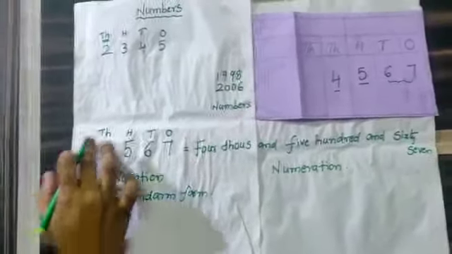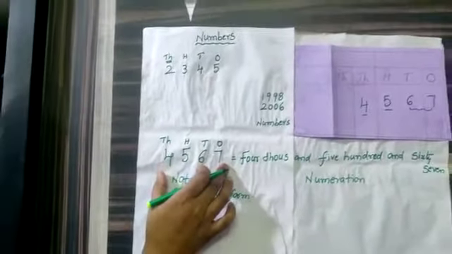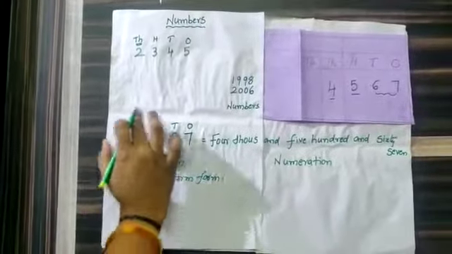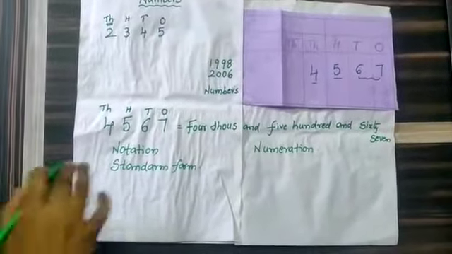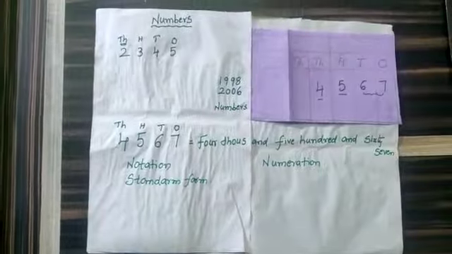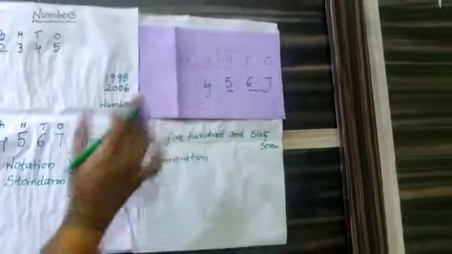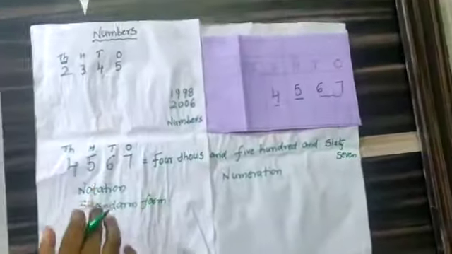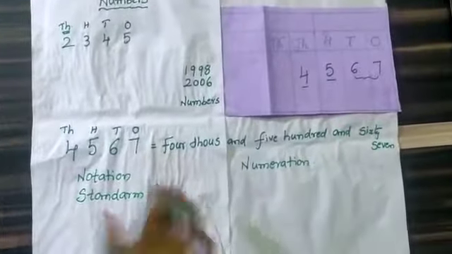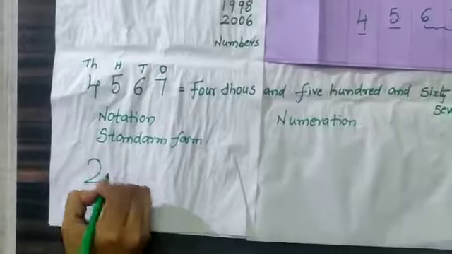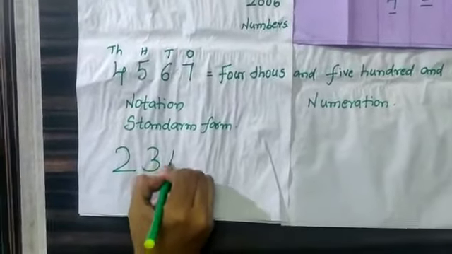The number does not end with only 4 digits. Sometimes we may need to read more than these 4-digit numbers, beyond 4-digit numbers. At that time we use this place value chart. Why do we use this place value chart? We use this place value chart to make it easy to read and write large numbers. For example, if you take one 4-digit number here.